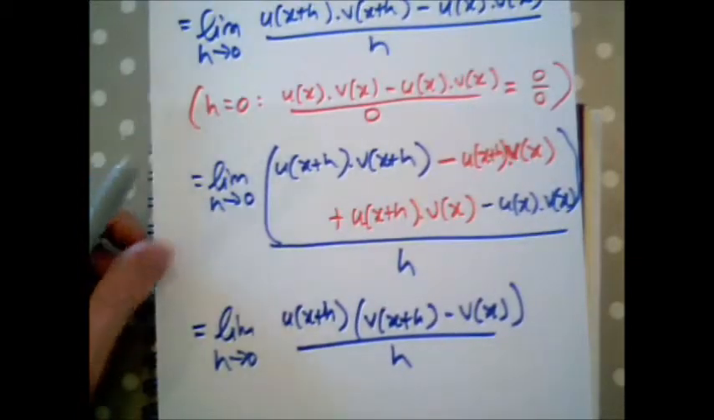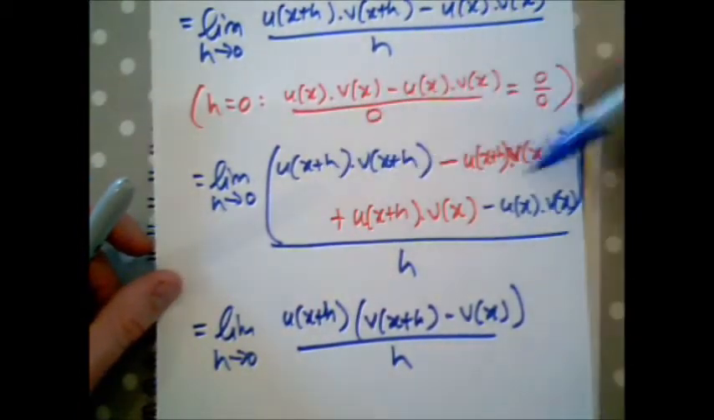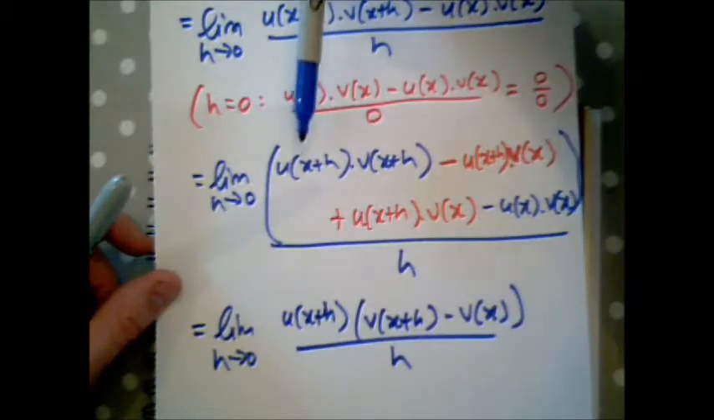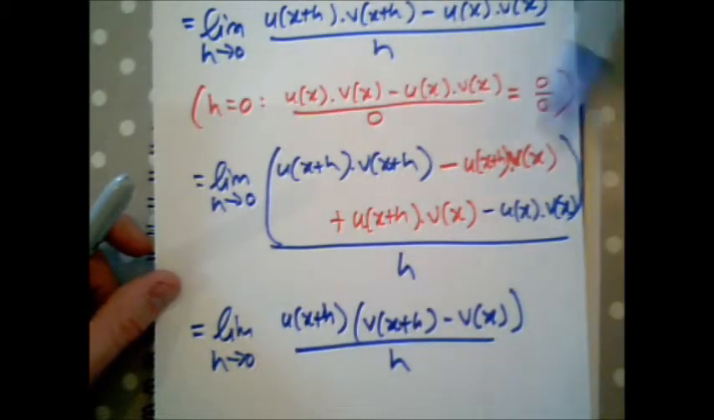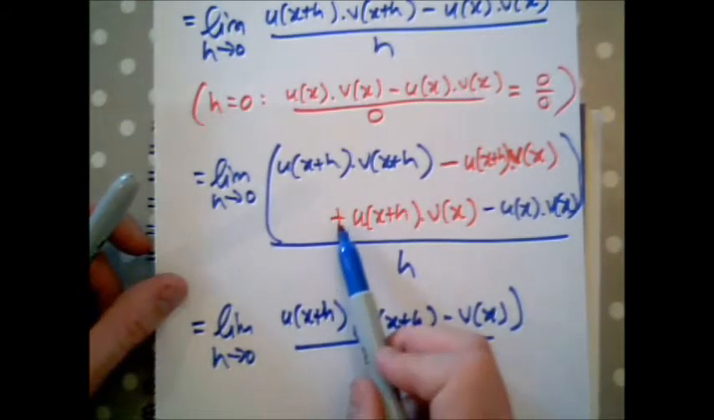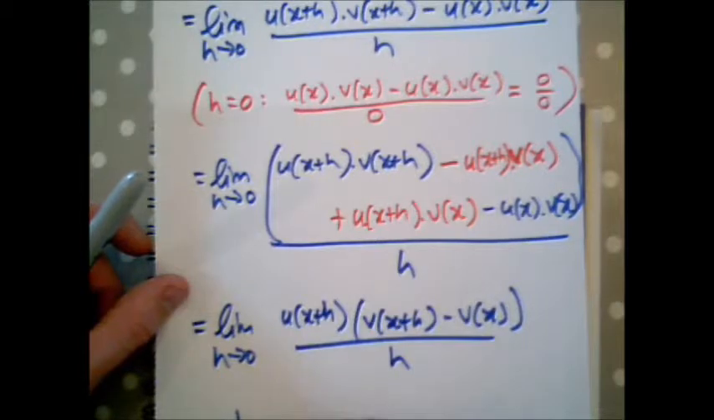So taking these two together, alright, I factorized the u of x plus h out from there and there, and I'm left with v of x plus h minus v of x, and don't forget that the whole thing is divided by h. Alright, that's the first term. Now I have a plus here, so I'm going to put in a plus. I'm going to take the limit of the second half.